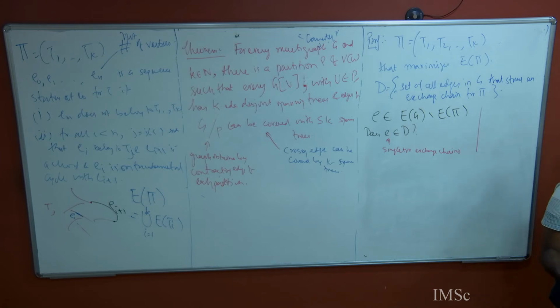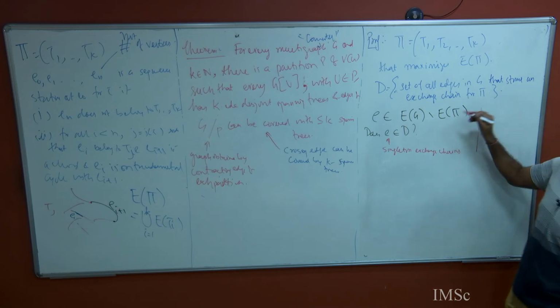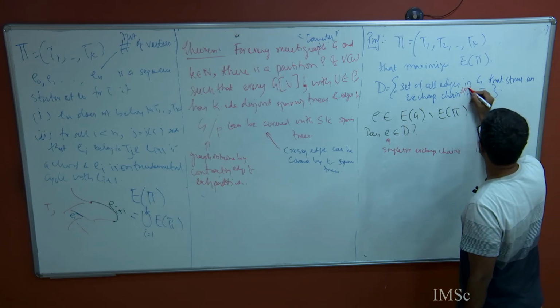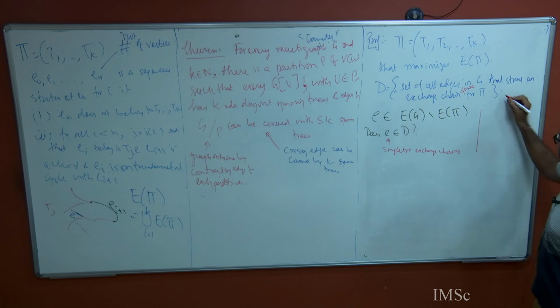It's just a very succinct way of saying something. But if you are not able to keep it, okay: the set of all edges that start an exchange chain of size greater than or equal to 2 for pi, plus E(G) minus E(pi). Is that fine?